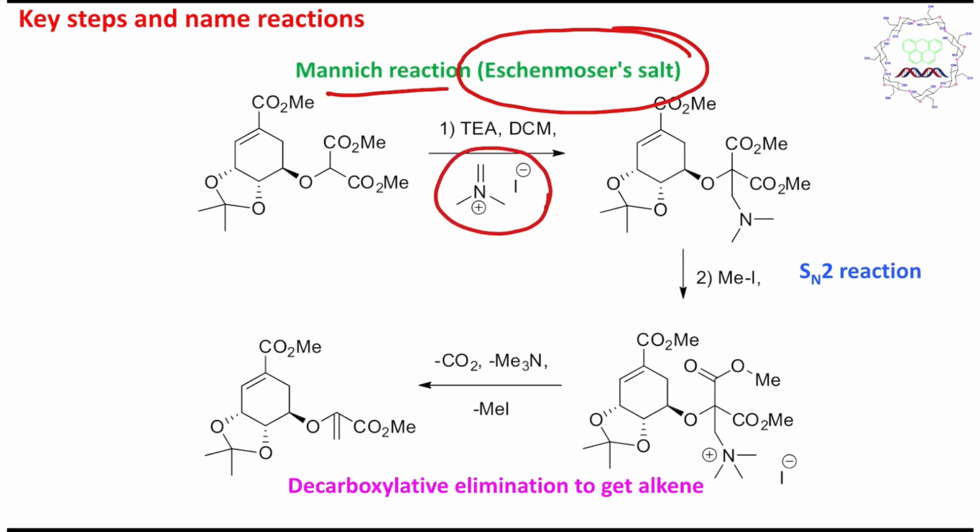I've already dedicated many lectures on this Mannich reaction, and one dedicated on Eschenmoser salt. And second is SN2 reaction. I've already discussed it in many lectures. Here the nucleophile is bulkier, you may say tertiary amine, the electrophile is weaker, and the leaving group is very good. Third, it is decarboxylative elimination initiated by nucleophilic addition.